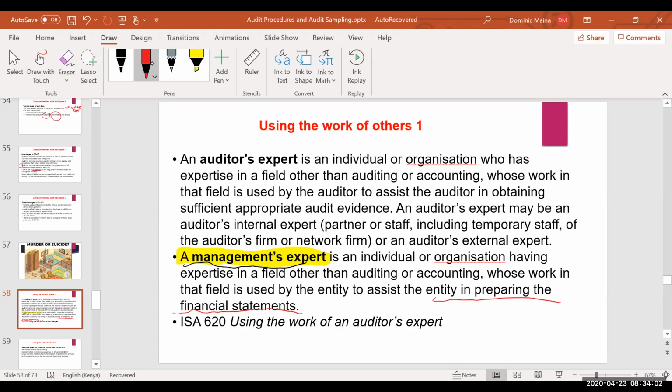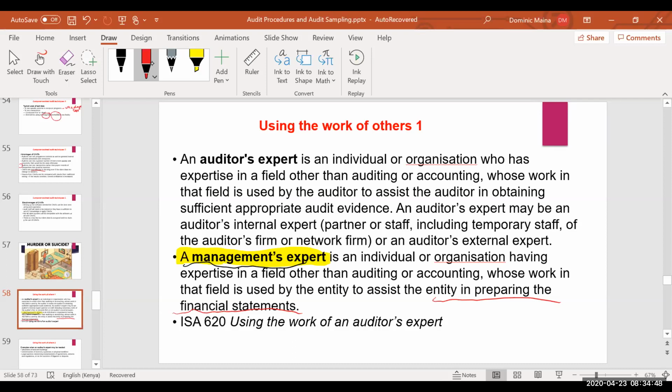It is referred to as the management expert, which I think we have already discussed together under ISA 500. And if you still remember what we discussed, as an auditor you may be auditing their work. For example, if there was a pending court case where the client was sued, and they asked for the input of a lawyer to help them come up with an opinion as to whether they can win the case or not, in that case you may want to scrutinize the work of that particular lawyer.